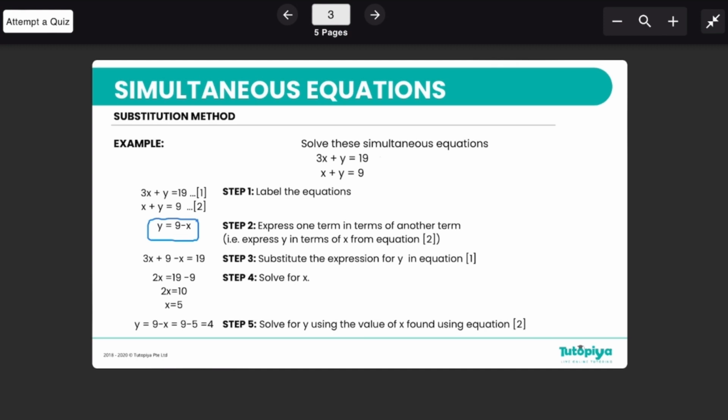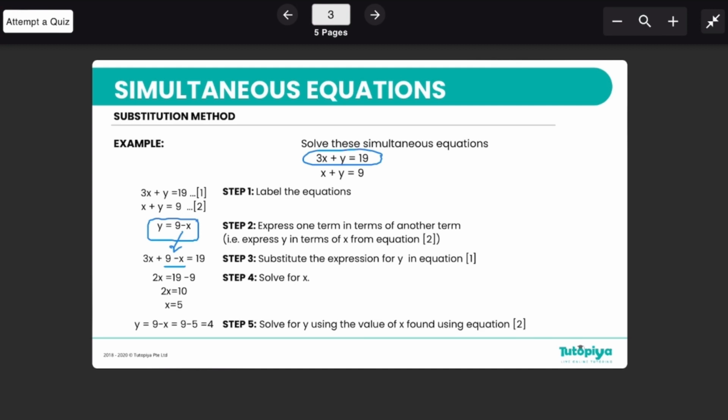And then what I do is I take my first equation and instead of the y, I'm going to replace it with this expression I have found now, 9 minus x. And by doing that, I can then solve for x, because now I have removed the y out of the equation. It's just a normal simple linear equation where I can solve for x.